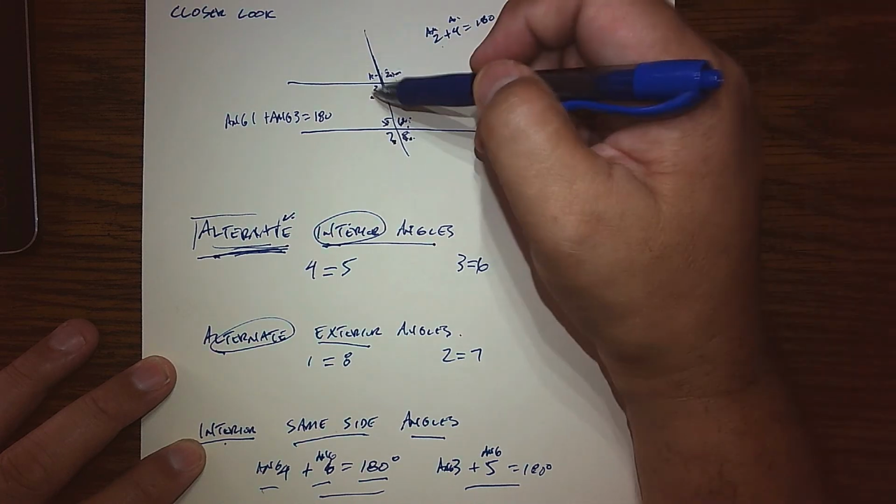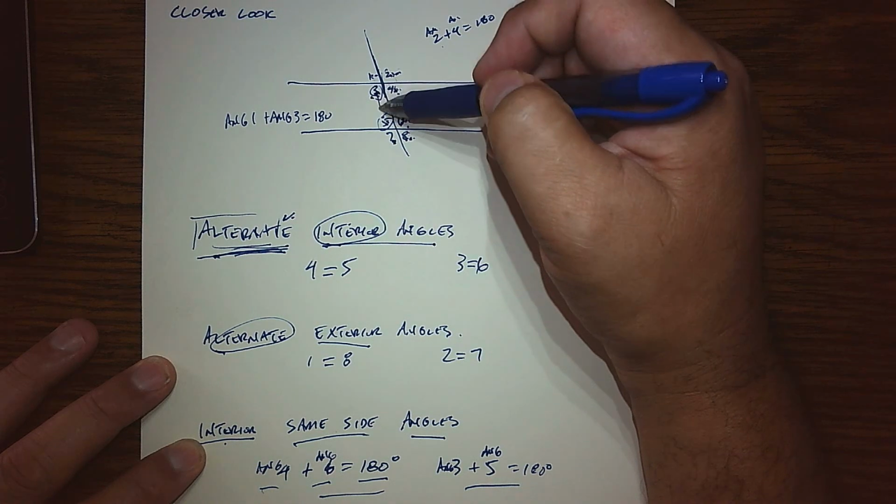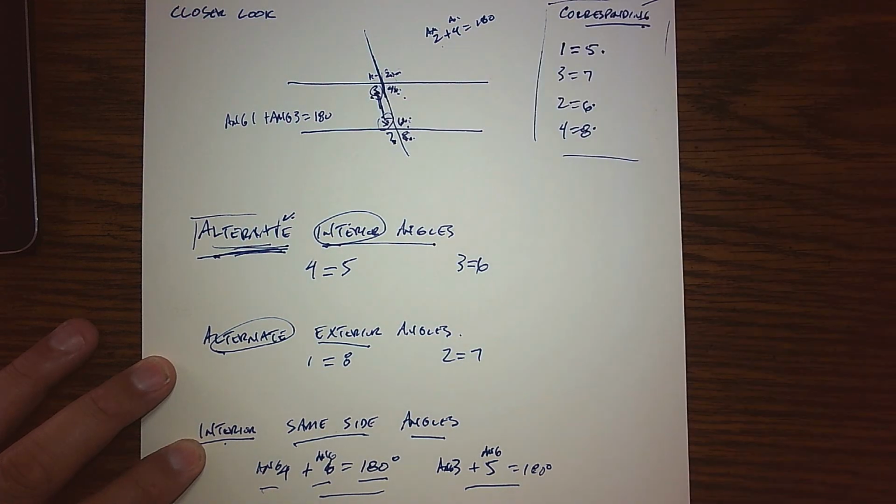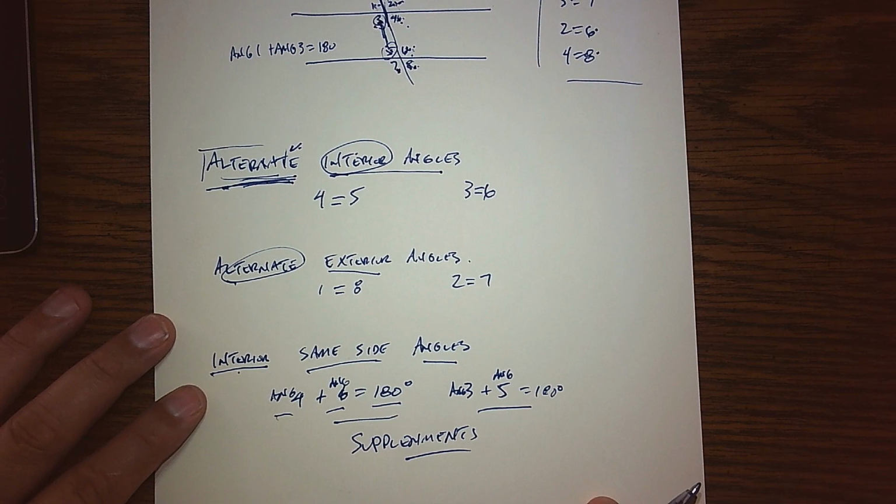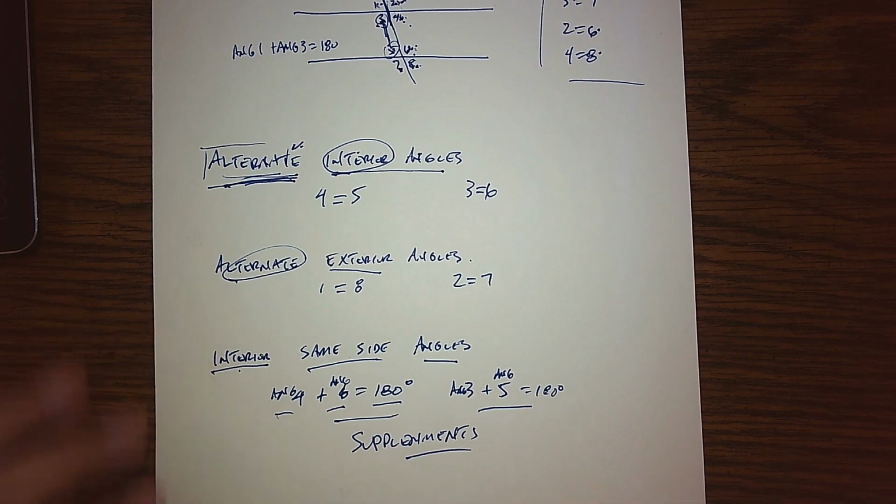And then the fact that interior angles on the same side are basically supplements. That's essentially what we're saying there. I don't even know if I spelled supplements right. Their sum equals 180. All right, so that's basically, again, a closer look at transversals.